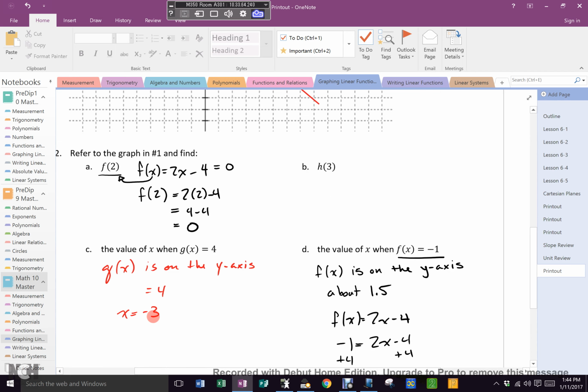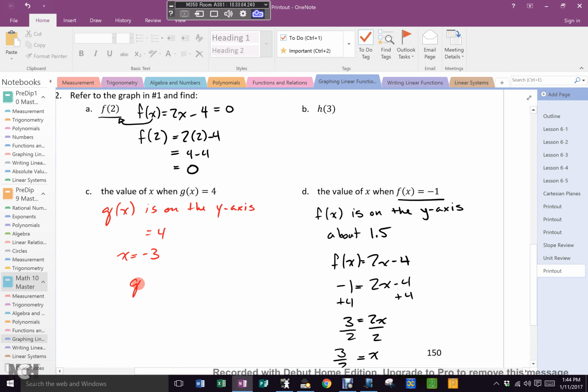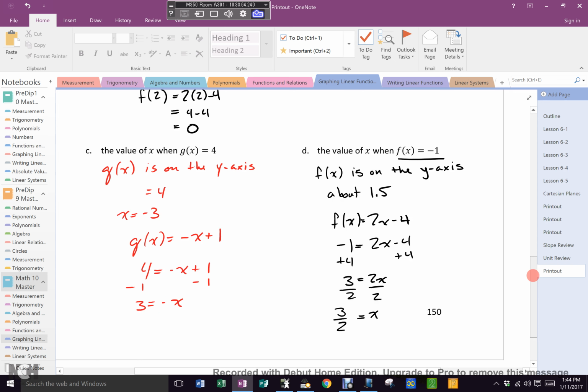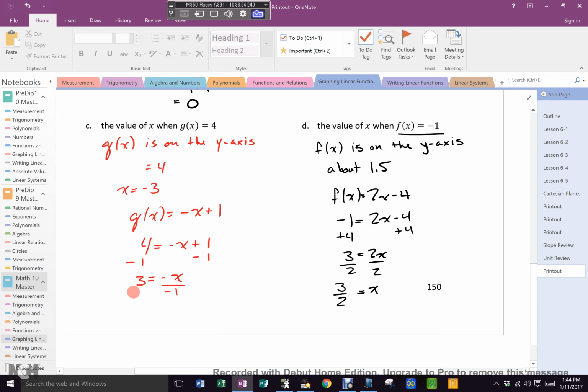X equaled -3. Then I'm going to check it algebraically. G of x equaled -x plus 1. The g of x was 4. 4 equals -x plus 1. Minus 1, minus 1. 3 equaled -x. But I don't want -x. I want positive x, so x equaled -3, which is exactly what I had.